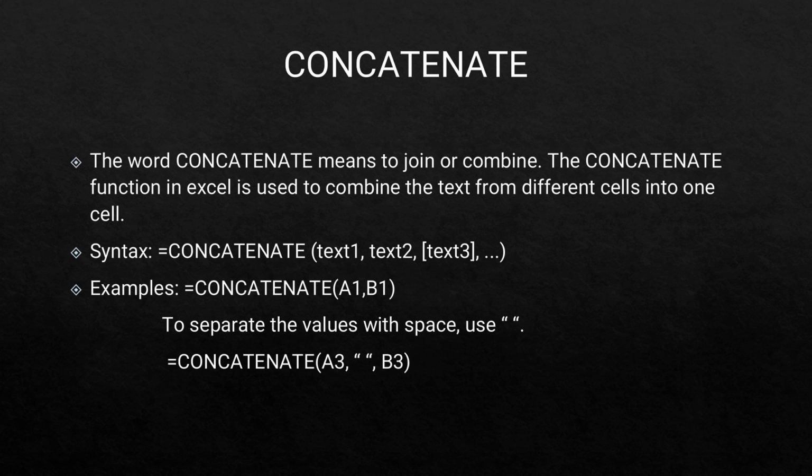If we want to combine two cells, we can just give equal to concatenate, and in parentheses we can give the name of the cells. And if we wish to give a space between the names, we can give two empty inverted commas in between the names of the cells. Now we can look at how to implement this concatenate function in Excel.